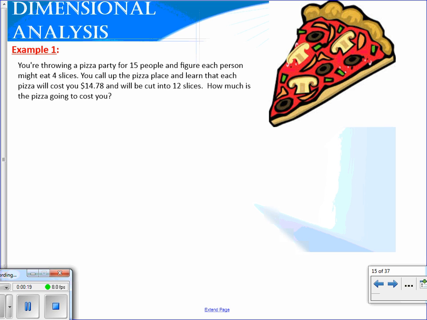So looking at this first example, it says you're throwing a pizza party for 15 people and figure each person might eat 4 slices. You call up the pizza place and learn that each pizza will cost you $14.78 and will be cut into 12 slices. So the question is, how much is it going to cost you? Right? So what you're going to do when you look at this is you need to find out, what are you starting with? What do you know for sure? You know that you're going to start out with 15 people, 15 persons.